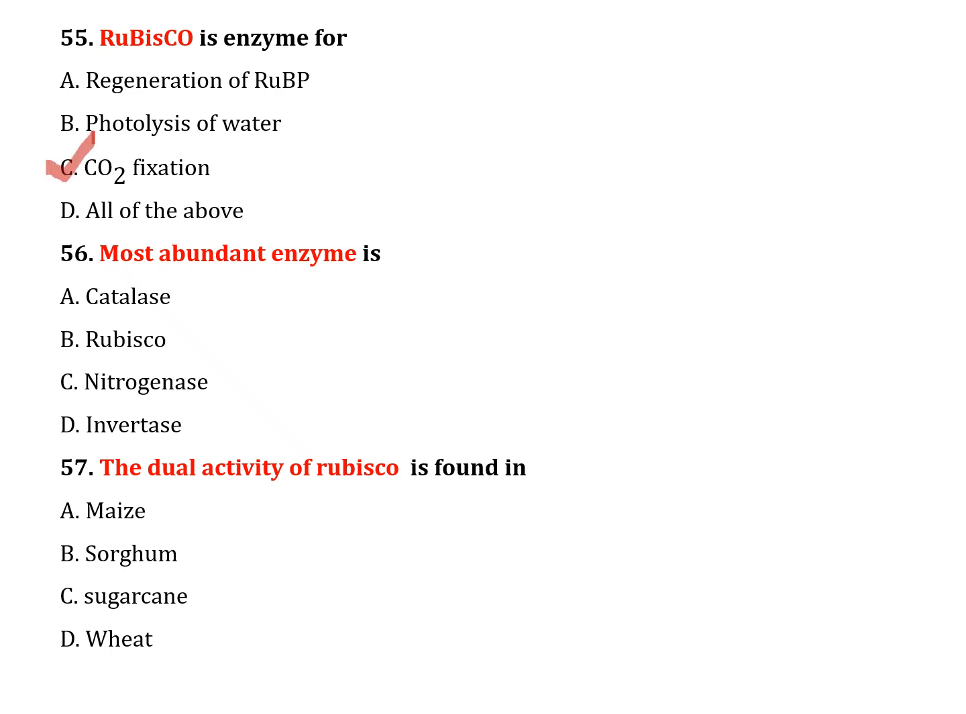The next question, number 56. Most abundant enzyme is option A catalase, option B Rubisco, option C nitrogenase, option D invertase. The correct answer is option B Rubisco. The next question, number 57. The dual activity of Rubisco is found in option A maize, option B sorghum, option C sugarcane, option D wheat. The correct answer is option D wheat.